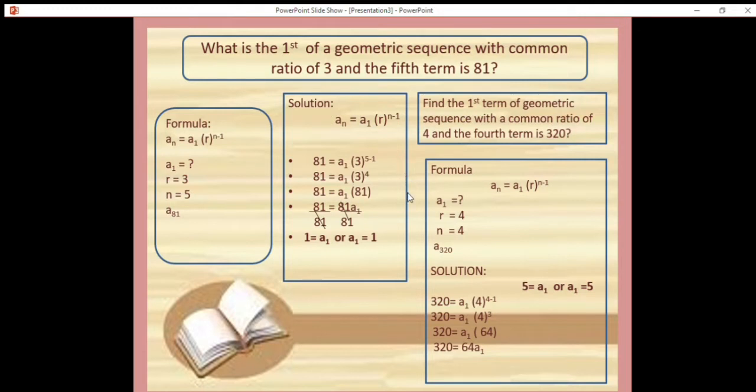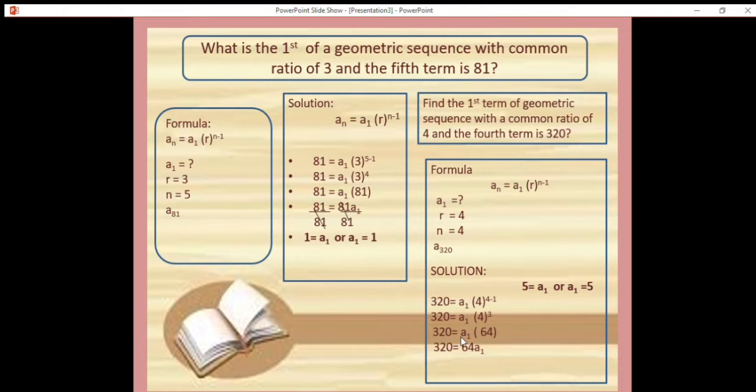So, 320 is equal to a sub 1 times 4 to the power of 4 minus 1. Second, 320 is equal to a sub 1 times 4 to the power of 3. Why? It's because 4 minus 1 is equal to 3. Then, 320 is equal to a sub 1 times 4 to the power of 3, which is 64. Para a sub 1 na lang yung matira, we need to multiply. So, 320 is equal to a sub 1 times 64, which is 64 a sub 1.